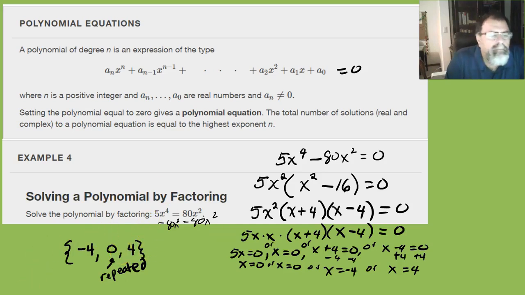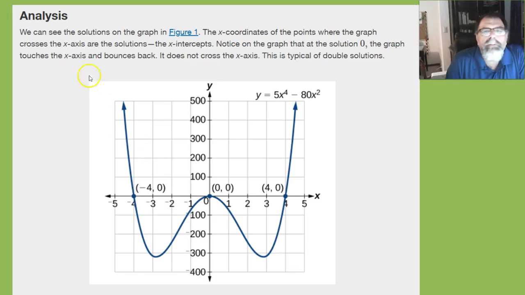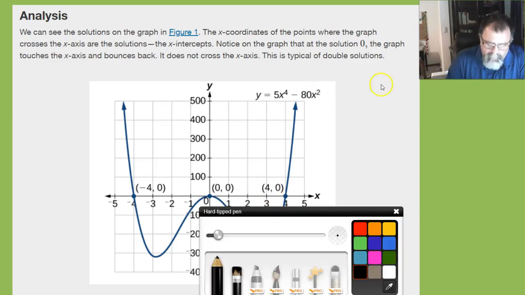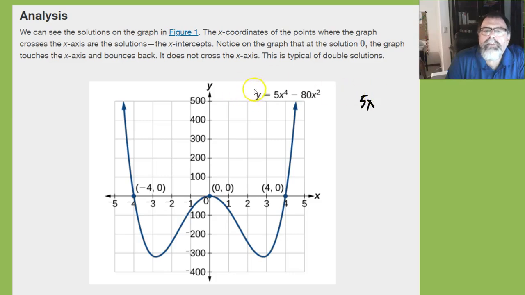Don't write the repeats. Okay, I just want to point out the graph that the book shows, figure 1 in the section. You'll notice that the x coordinates where the graph crosses the x-axis are the solutions, right? Our solutions were negative 4, 0, and 4. So the x coordinates of the x-intercepts are actually the solutions of this equation where y is equal to 0. If you set y equals 0, that's the x-axis. So the solutions to this equation that we just did, instead of solving it algebraically, if I just type this into Desmos, y equals, and then I look where it crosses the x-axis, those are going to be the solutions to this equation. All right, so that's a good thing to know.